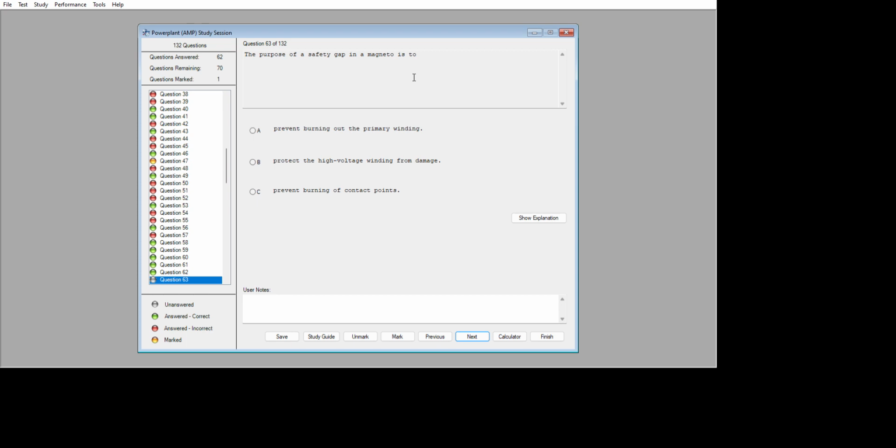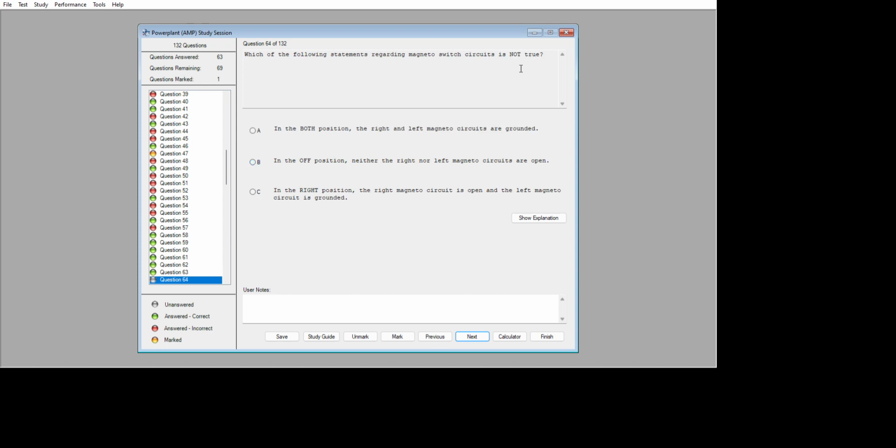The purpose of a safety gap in a magneto is to protect the high voltage winding from damage.